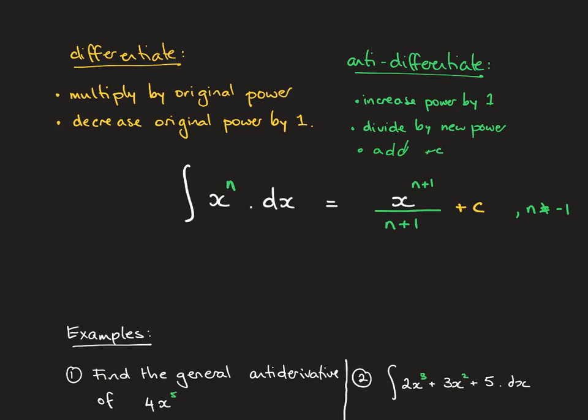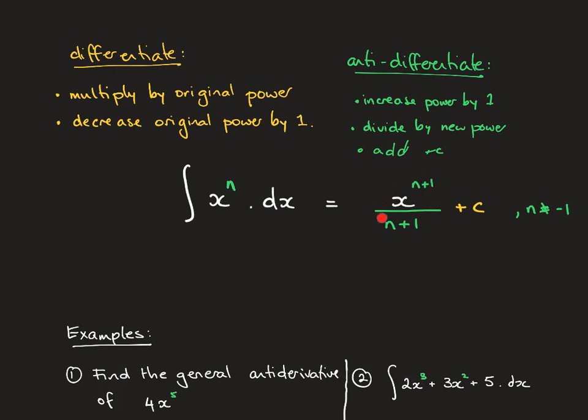Now, this only works if your power of n is not negative 1. Because if this is negative 1, when you increase the power by 1, minus 1 plus 1 is 0. That's okay, x to the 0 is 1. But when you try to divide by 0, you can't do that. So that's where you hit some problems. So that's all that this is saying here, that you can't integrate x to a power of minus 1 using this rule.